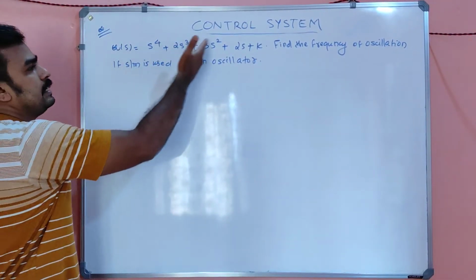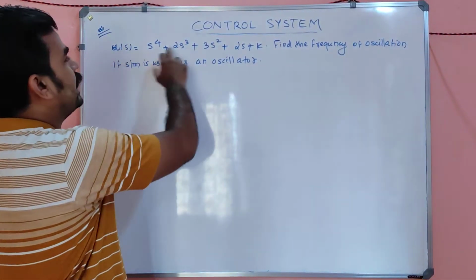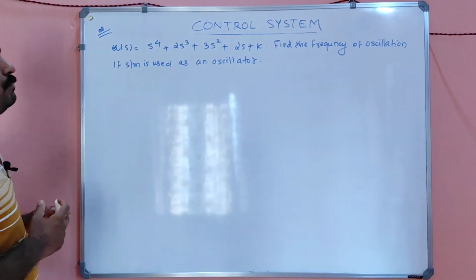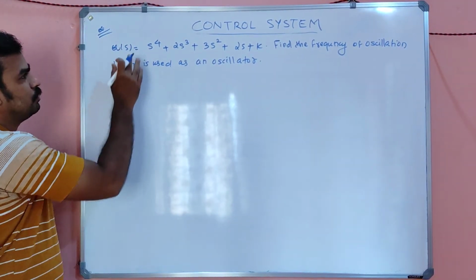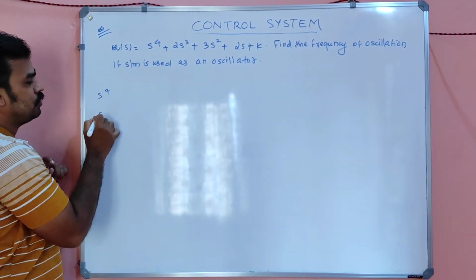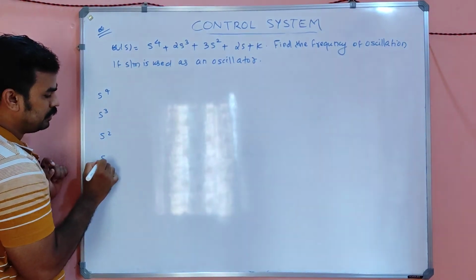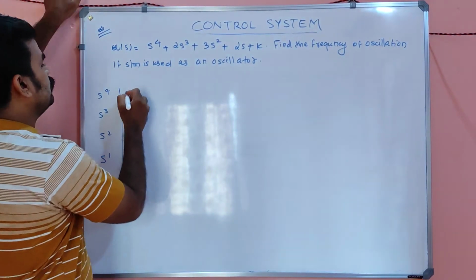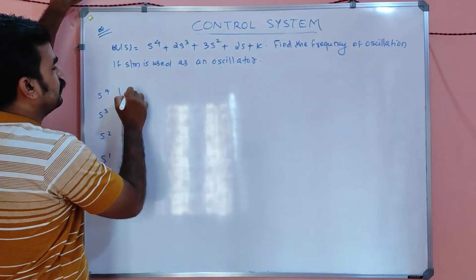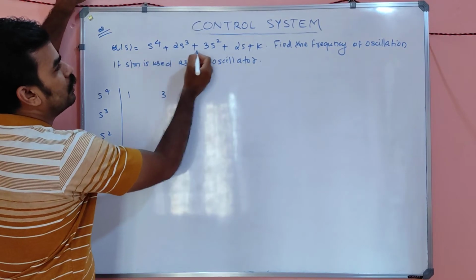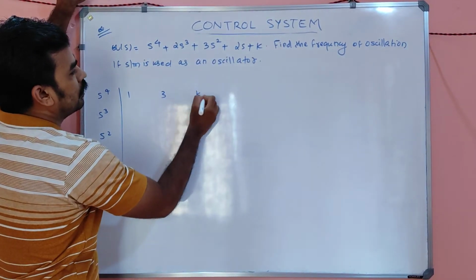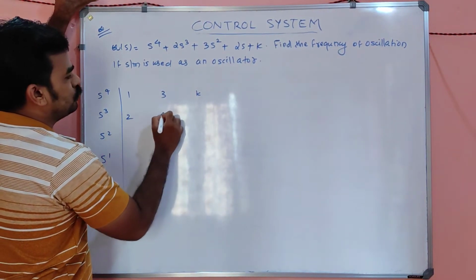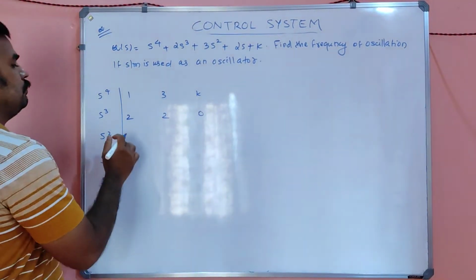So this is the equation of an oscillator. I mean, this characteristic equation refers to the oscillator. It is given actually. So what we have to do? First we have to draw the Routh table or Routh array. It is nothing but, my dear, s raised to 4, s cube, s square, s raised to 0. So it will become 1, 3, k, and next 2, 2, 0.